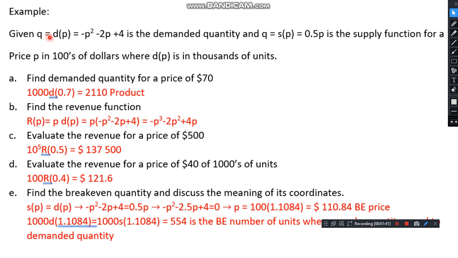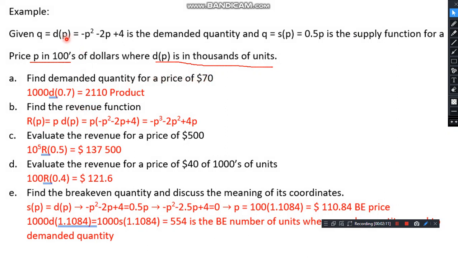Let us take this example. We have demanded quantity according to price P as minus P square minus 2P plus 4, and Q is the supplied quantity, where P is the price. The price P is in $100, and D of P is in thousands of units. So demand means quantity, in thousands of units. Find the demanded quantity for a price of $70.